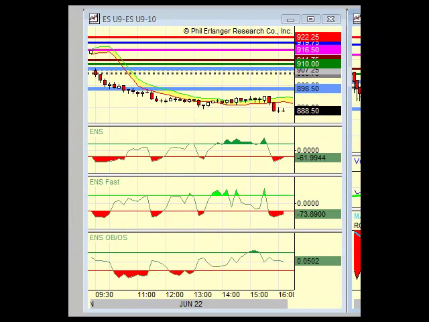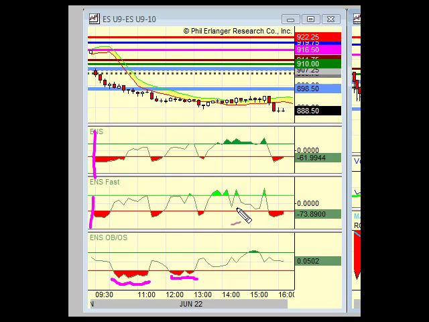And let's take a look at our ENS, the Erlanger Nantucket Sleigh Ride indicators. You get a good sell signal on the ENS right there. That's not a normal looking oversold pattern. You are extending the period in which you were oversold, and that in itself is a sign of weakness.